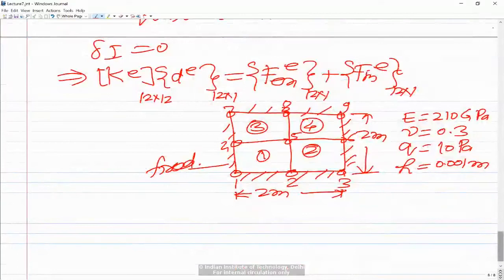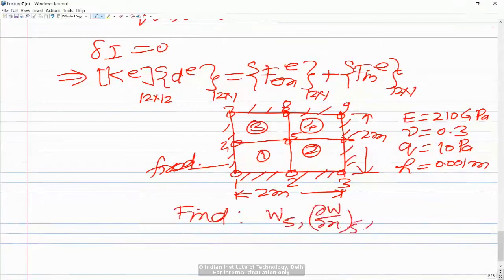So finally, for the solution of W, del W by del X and del W by del Y at node 5, you would require the 3 by 3 assembled matrix after eliminating the degrees of freedom at nodes 1, 2, 3, 4, 6, 7, 8 and 9. So you have to assemble only those. So in this you have to find W5, del W by del X at 5 and del W by del Y at 5.